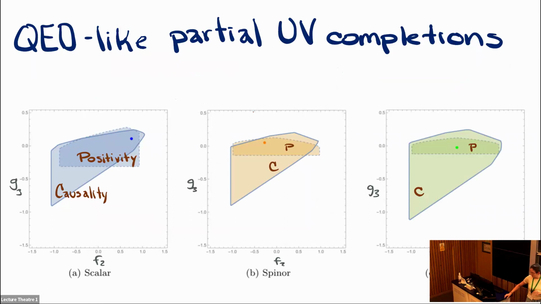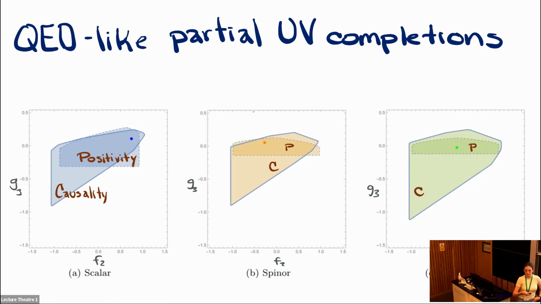Then you can go to higher orders and check some known partial UV completions. So for example, your standard QED. If you just integrate out your spinor and you see if the effective field theory of the photon fits in your causality and positivity bounds, and they do. So here causality is solid and positivity will be dotted. So causality is not as good as positivity, but it still helps in some regions.